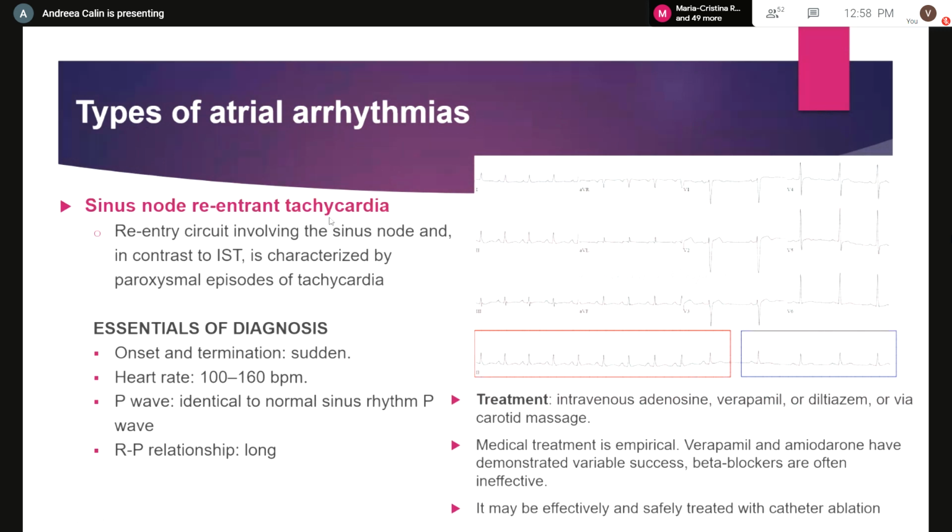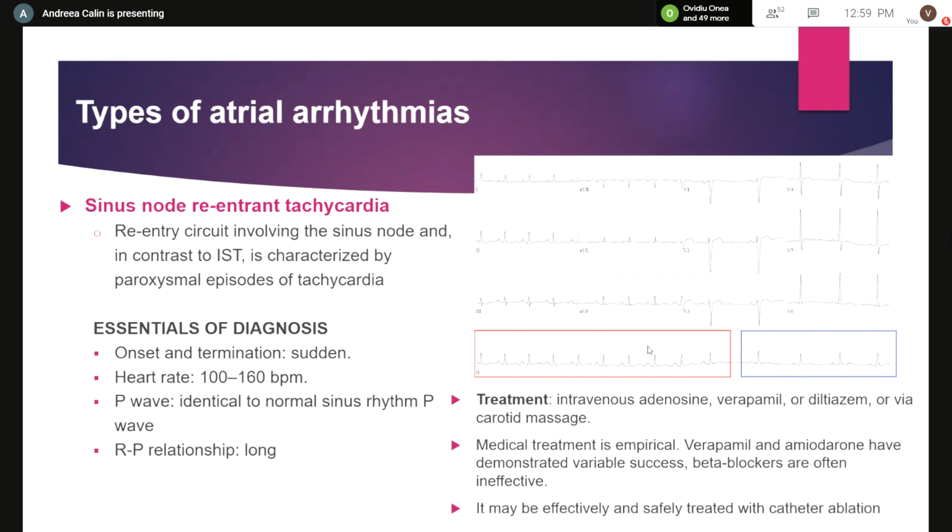Sinus node reentrant tachycardia is very rare. It implies the existence of a re-entry circuit involving the sinus node and is characterized by paroxysmal episodes of tachycardia. That is in contrast to inappropriate sinus tachycardia. The patient has some paroxysmal episodes with sudden onset and termination, and the heart rate is not so high as in sinus tachycardia. The P waves may be identical to normal sinus rhythm, and the RP relationship is also long, like we had in sinus tachycardia.